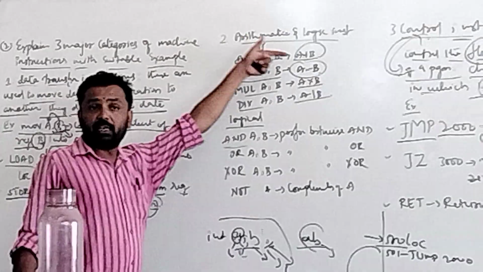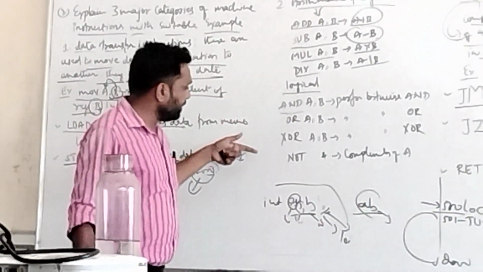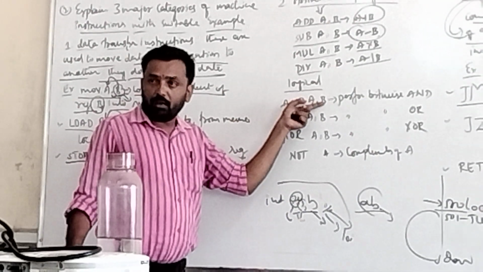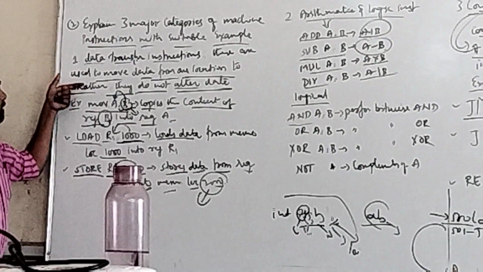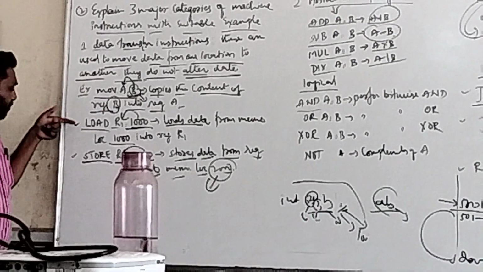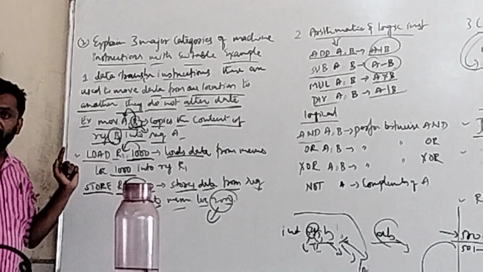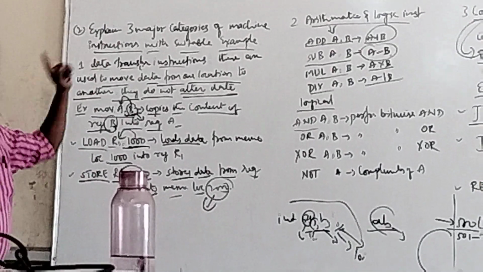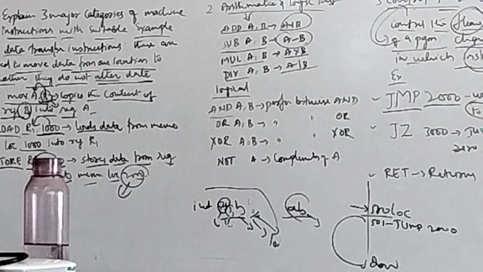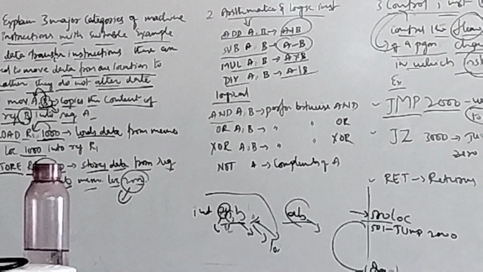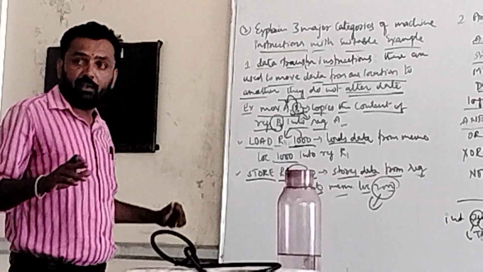For arithmetic and logical, the example is a plus b, that is add, sub, multiply and division. For the logical, AND, OR, XOR and complement. And for transfer it is move, load and store, right? Any doubt? Again, within 1 minute, there are 3 major categories: transfer instructions, arithmetic and logic, control. In the transfer, we can transfer the data from one location to another, and we cannot alter that, right? For example, move, load and store.